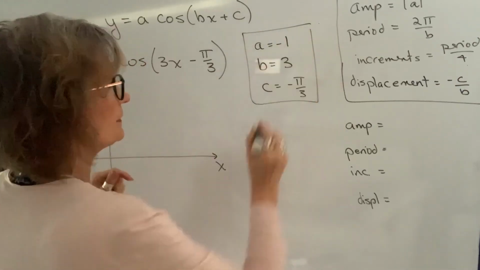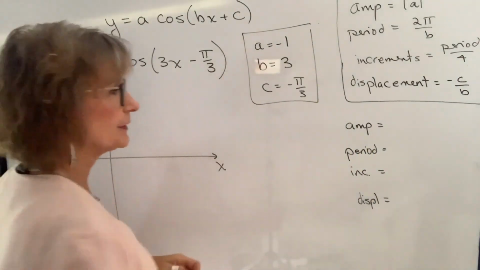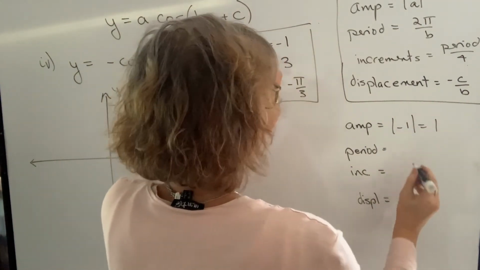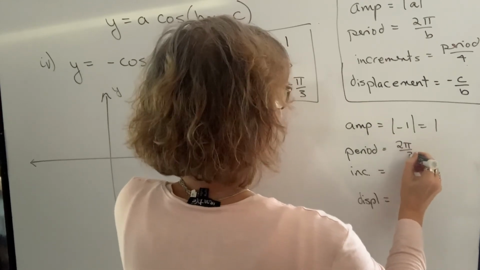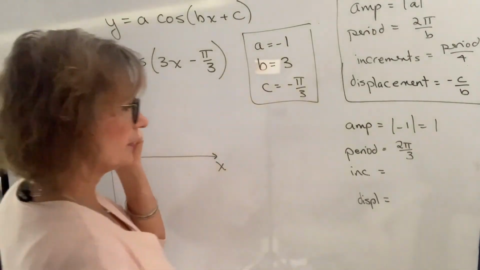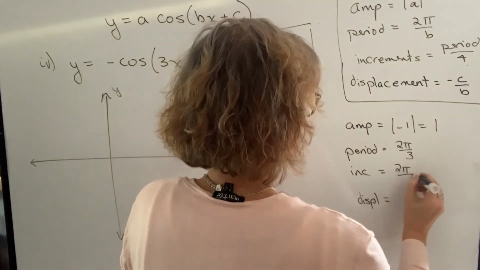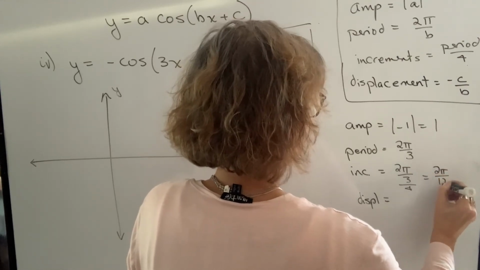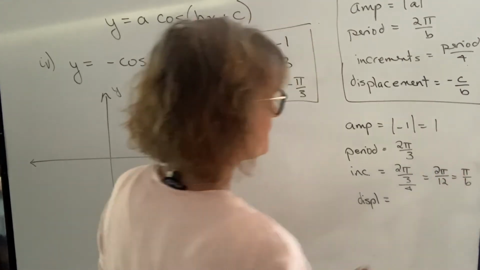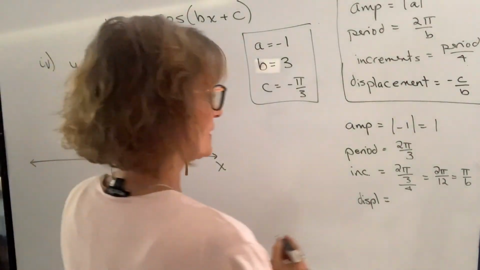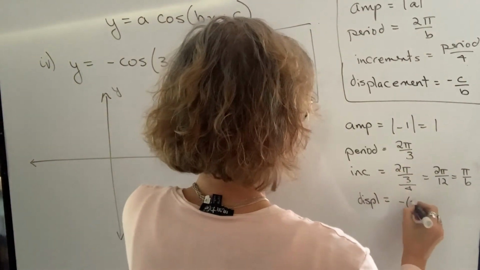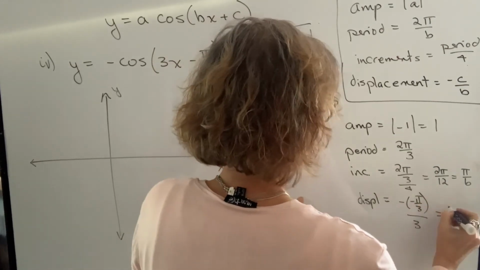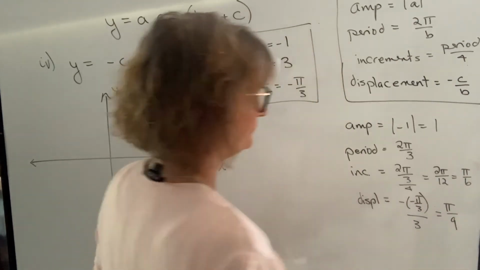Once I have those values, then I can complete those values. So amplitude is the absolute value of negative 1, so it's 1. Period is 2 pi divided by b, so 2 pi over 3. Increments is the period divided by 4, which would be 2 pi over 12, which is pi over 6. And then the displacement will be negative c, so negative negative pi over 3, divided by b, which is 3. So that will be positive pi over 9.